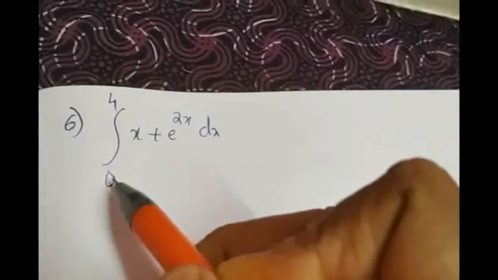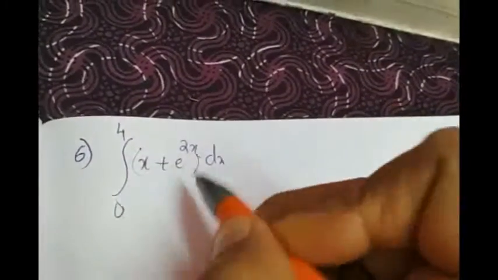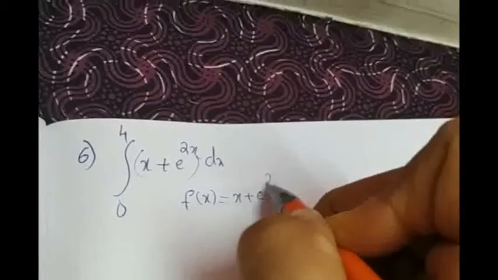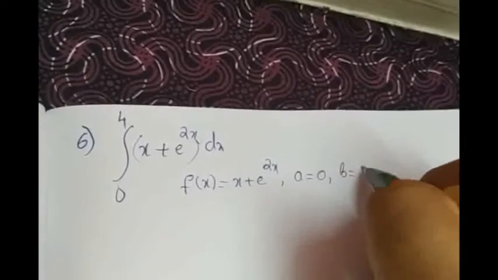Next question: integral 0 to 4 of x plus e raised to 2x dx. So we will write f of x. What is f of x? f of x is x plus e raised to 2x. Write a: a is the lower limit 0. b is the upper limit 4.